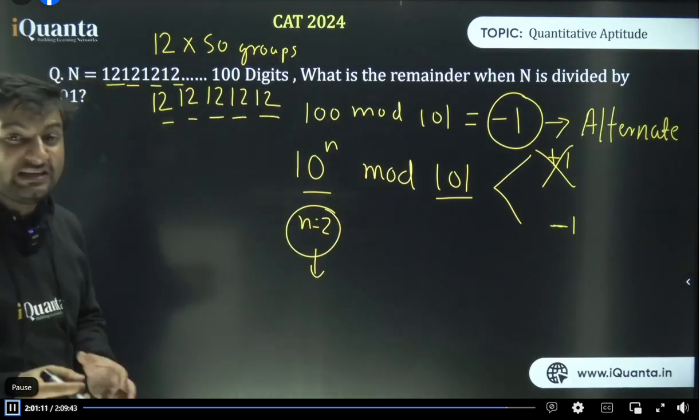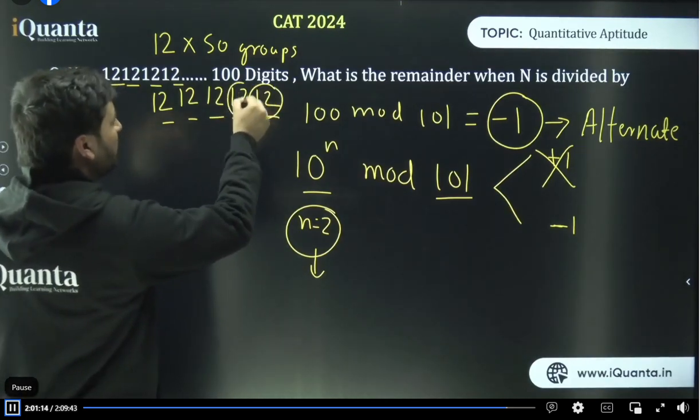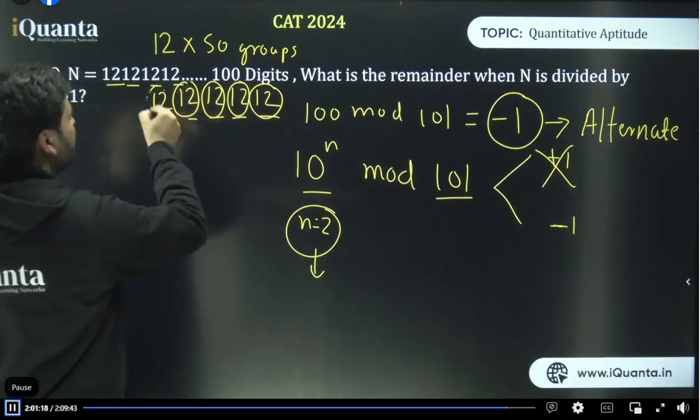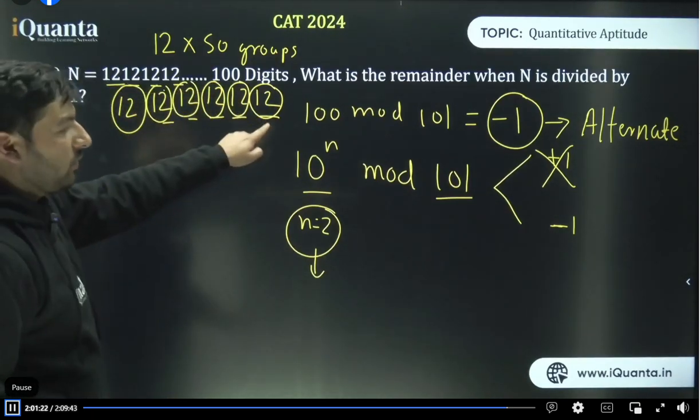You have to perform alternate sum and subtraction. So first group is this, second group is this, third group is this, fourth group is this, fifth is this, sixth will be this, like that. But alternate sum of alternate.